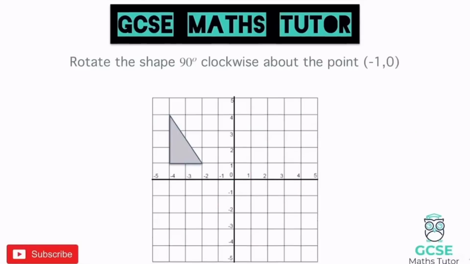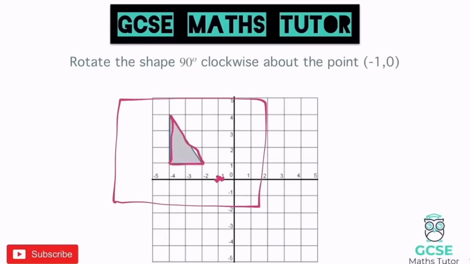Okay, so rotate the shape 90 degrees clockwise about the point minus 1, 0. So first thing to do is obviously to locate that point, which is minus 1 across, not up and down, so minus 1, 0 is just there. The next bit, this is a lot easier if we have some tracing paper. So you stick your tracing paper nice and flat over your shape, trace over your shape, stick your pen on that rotation point and just rotate the tracing paper, not moving it away from the pen.